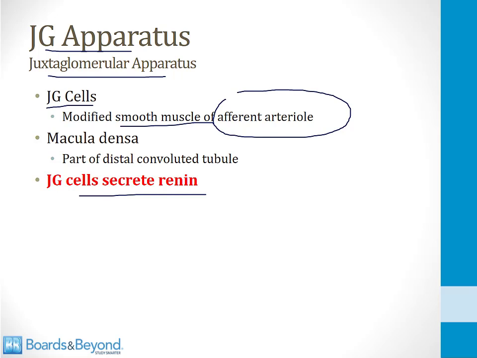Also within the JG apparatus, you can find the macula densa. This is part of the distal convoluted tubule, and as we'll see in a minute, the macula densa is important for triggering the release of renin.